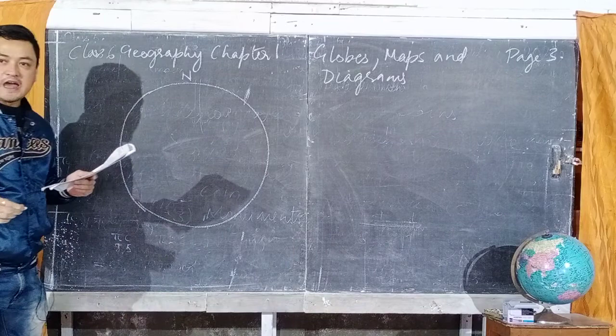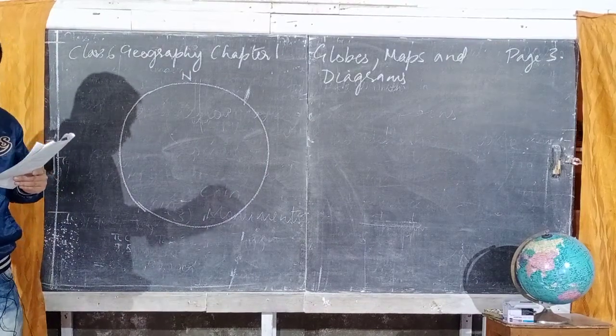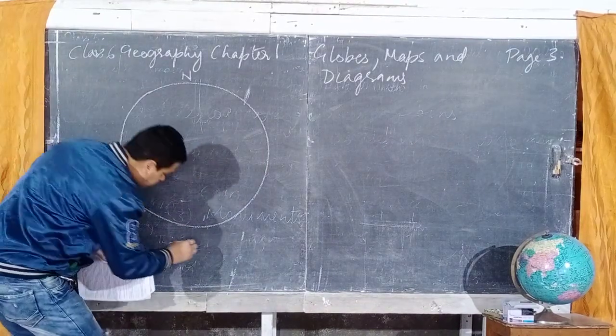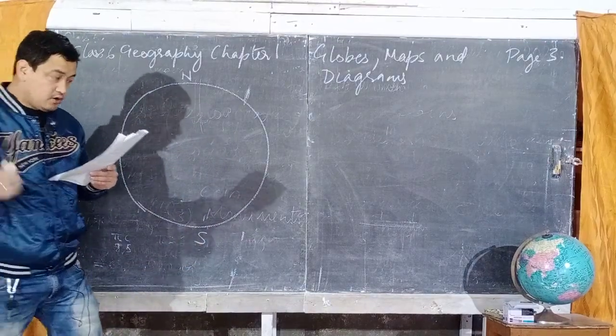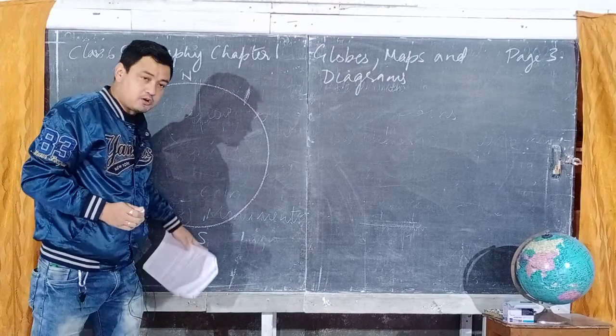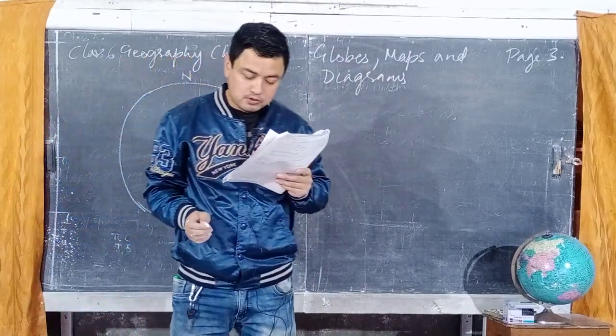I am writing only N and S. It is known as the North Pole. And the point at the bottom is known as the South Pole. So the points at the top and the bottom are known as the North and the South Pole.